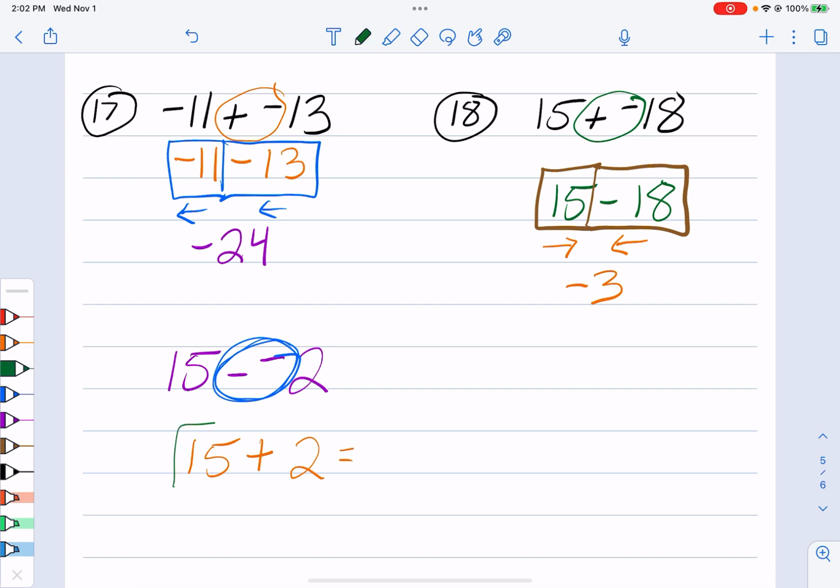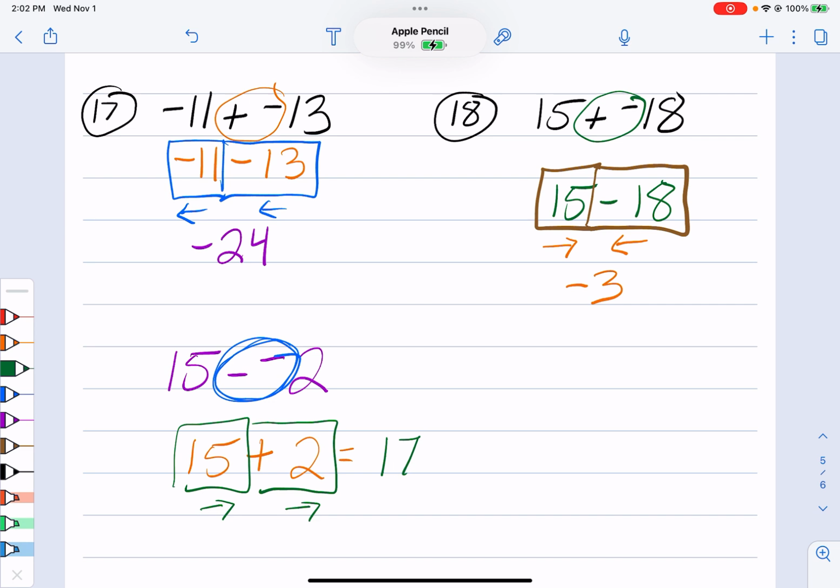And in this problem, we have a 15 and we have a positive 2. So those are both right numbers. They're both positives. So that's going to be a 17 because I add them together. Okay, so I want to see the boxing. If you don't do the arrows, that's fine, but I want to see the boxing. When you do these problems, I want you to see that you have the minuses, the pluses or minuses, and getting your answers.